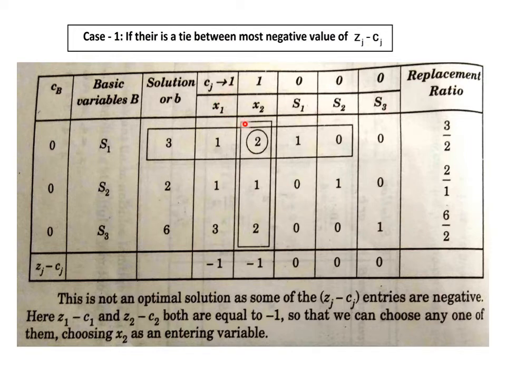Mainstream x1, x2, x3, etc. is on first priority for entering variable, then s1, s2, s3, etc. slack or surplus variables as second priority for entering variable, and artificial variables a1, a2, a3, etc. as third priority for entering variable if there happens a tie between most negative value of Zj minus Cj in any table of any problem, any linear programming problem which we are solving through simplex method.